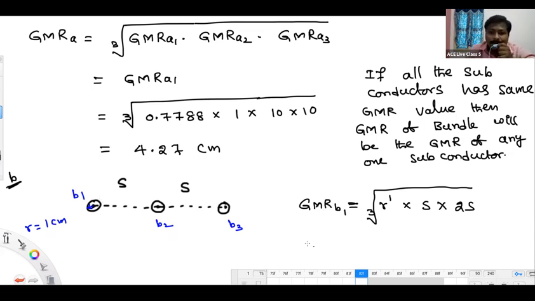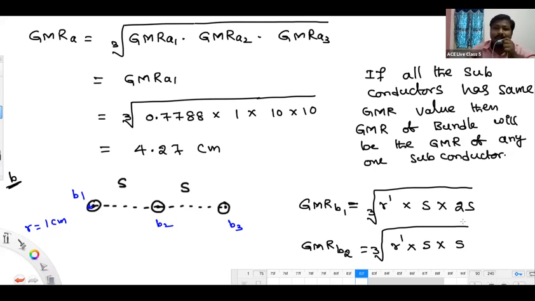Next, what is the GMR of subconductor B2? Look here, R dash. What is B2 to B1? The gap is S. And then B2 to B3, again S. We have 3 terms under the cube root. So it is the cube root of R dash into S into S. That is GMR B2. What is GMR B3? I'll show you in the next slide.